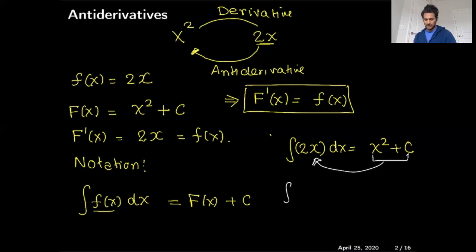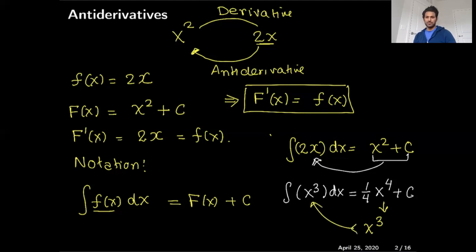One more example: what is the antiderivative of x cubed dx? That will be 1/4 x to the power 4 plus c, because if I take the derivative of this function, we will get 4 times 1/4, which is 1, and 4 minus 1 is 3. So I will get the function which is sitting inside. Therefore, the antiderivative of x to the power 3 is 1/4 x to the power 4 plus c.